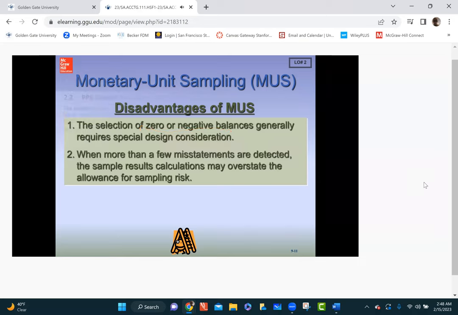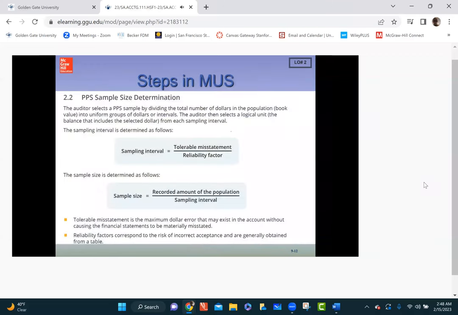Okay, good. Now you come over, and guys, it gets a little confusing. Are we talking about monetary unit sampling, dollar unit sampling? Are we talking about probability proportionate to size? And the answer is yes. These are all synonymous terms. PPS is probability proportionate to size, which is saying the probability that this particular account balance will be selected for testing is based on the size.